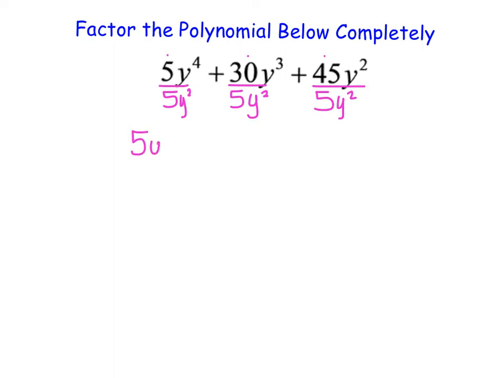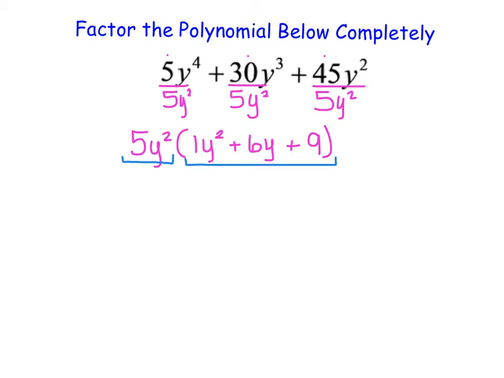So if we factor out 5y squared, I'm left with 5 divided by 5, which is 1. 4 minus 2 is 2, so we have 1y squared, plus 30 divided by 5 is 6. Y cubed over y squared leaves me with y to the first, plus 45 divided by 5 is 9, and the y squareds cancel. So just by factoring out the greatest common factor of 5y squared, we're now left with a trinomial, still on the inside of my parentheses.